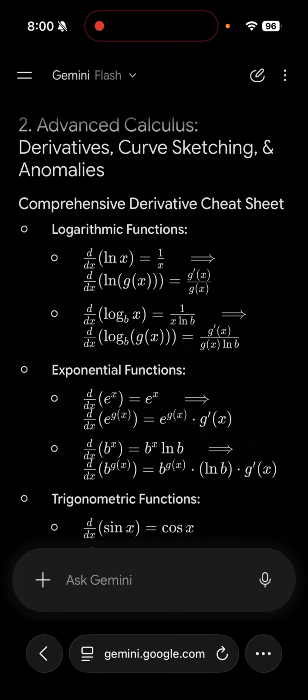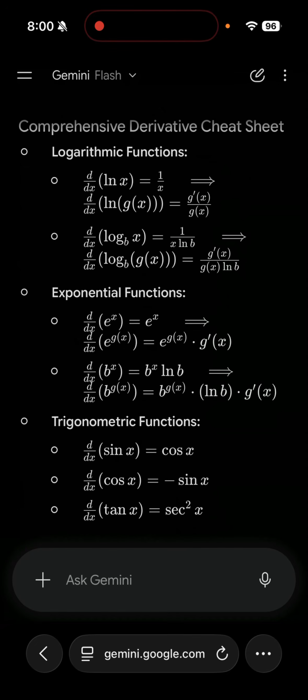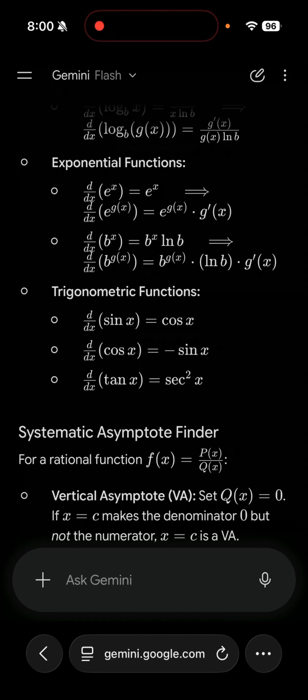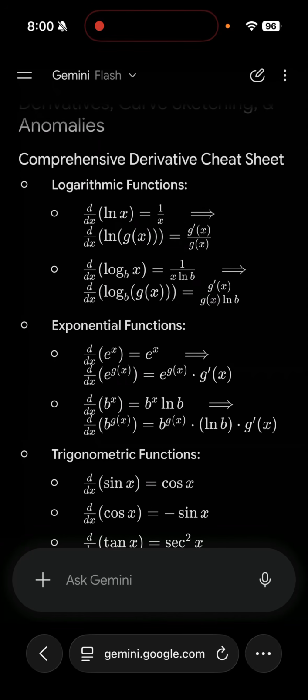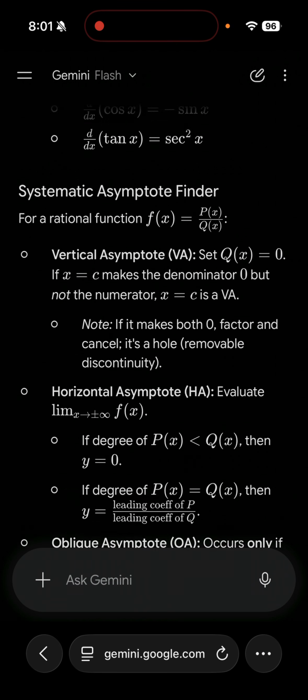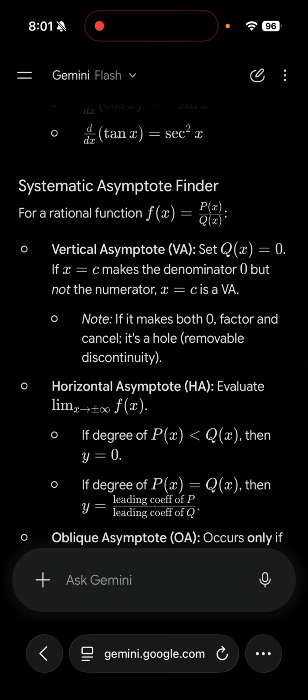Remember logarithmic differentiation: the derivative of log base b of x equals 1 over x ln b, where b is the base.